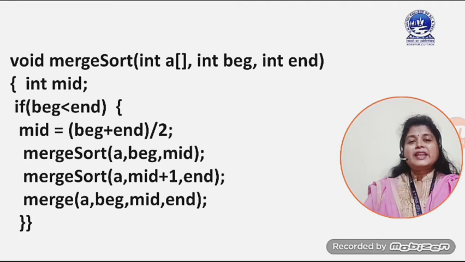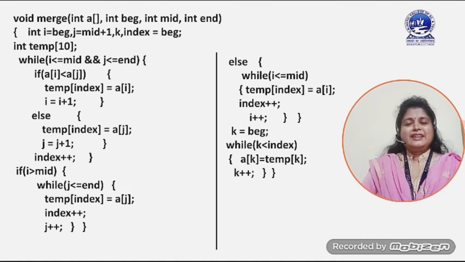Now let me explain exactly what is happening in the merge, because the mergesort function is only used for dividing the list. But the merge is the function in which we are implementing sorting and merging. Now I am going to explain the merge function in which exactly the sorting and merging is performed. Okay, the merge function is taking 4 arguments. Those are int a, int beg, int mid and int end. a represents the list, beg represents the starting location, mid represents the middle location, index actually.